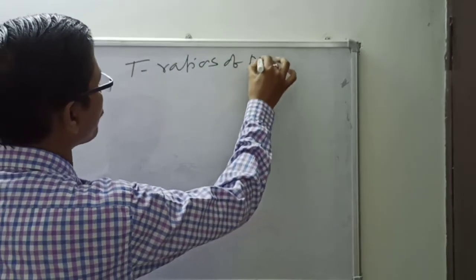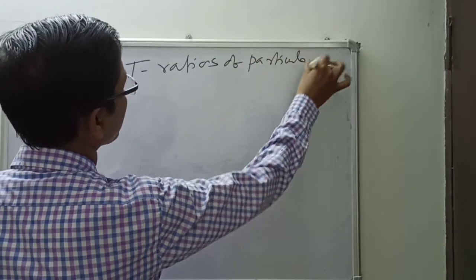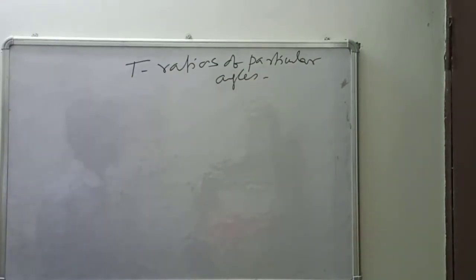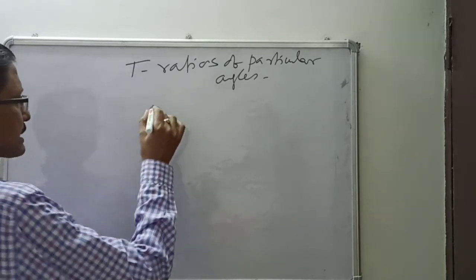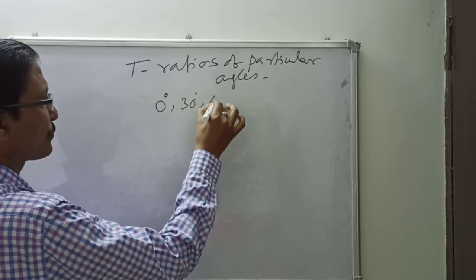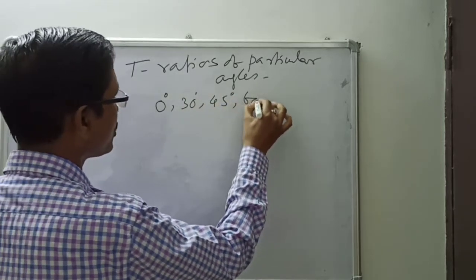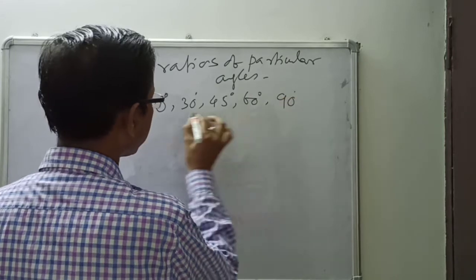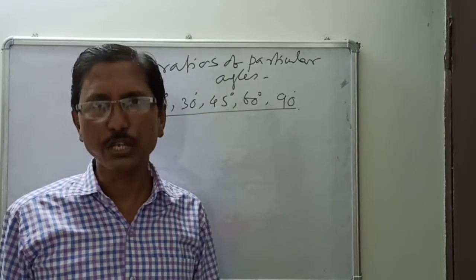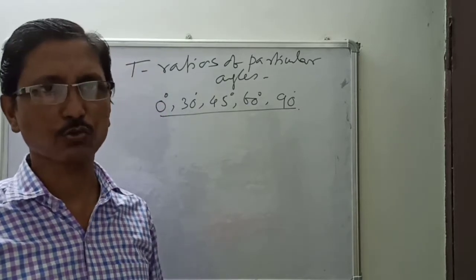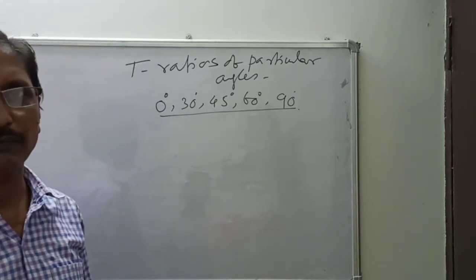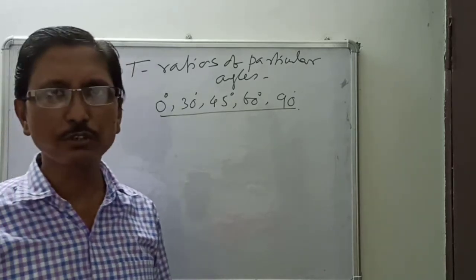of particular angles. Particular angles means the values of the trigonometric ratios of those particular angles. Which are those particular angles? That is 0 degree, 30 degree, 45 degree, 60 degree and 90 degree. These are taken as the particular angles. Their values we have to use, we have to calculate. You are having a table and we will also give you how to prepare that table. From there you will use those values.